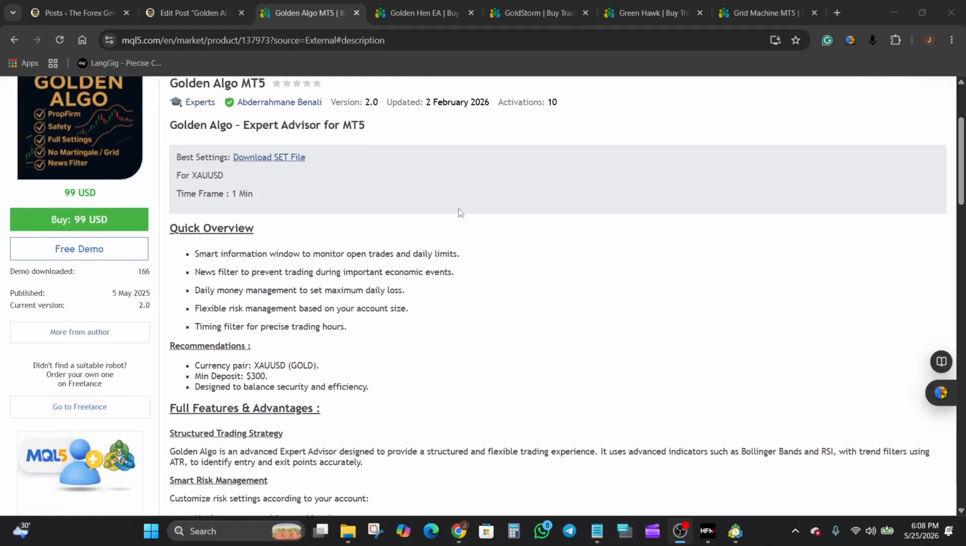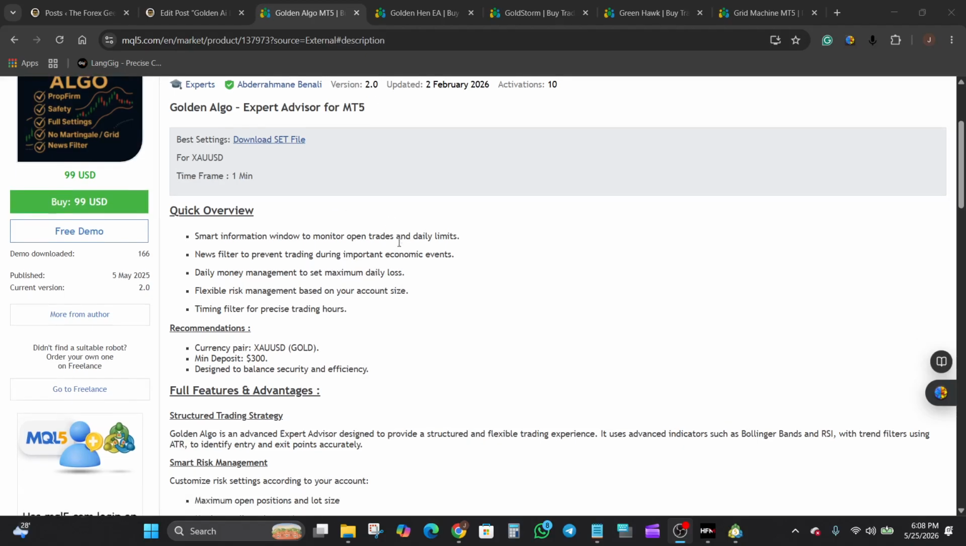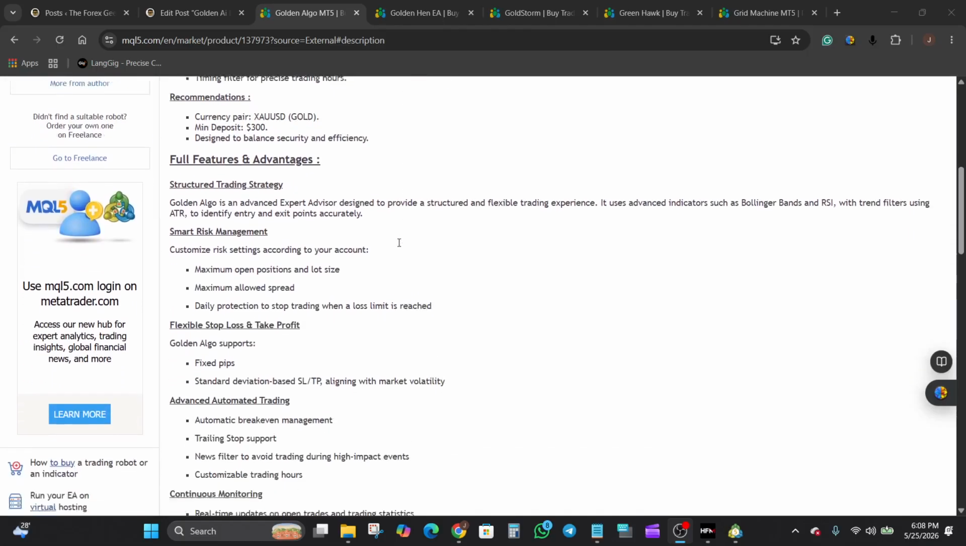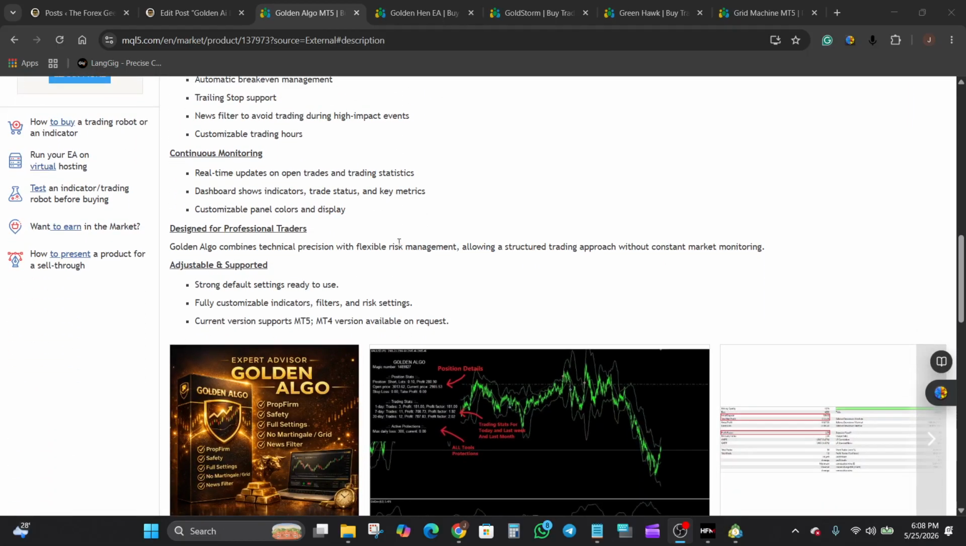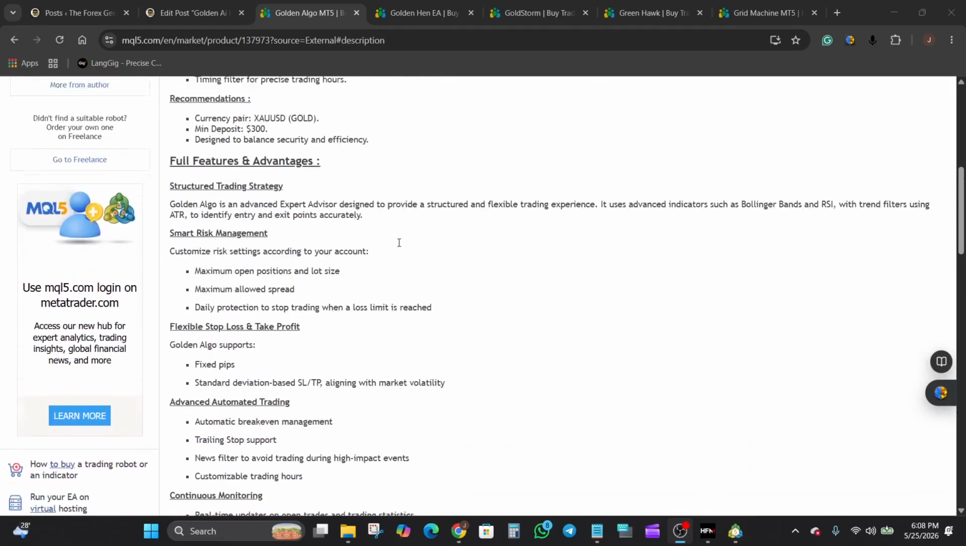Now, as I scroll through the overview, the first thing that stands out is that this EA is built specifically for XAUUSD, which is gold, and it is designed primarily for the 1 minute time frame. So right away, this is clearly a very focused system built around a specific market and execution speed.